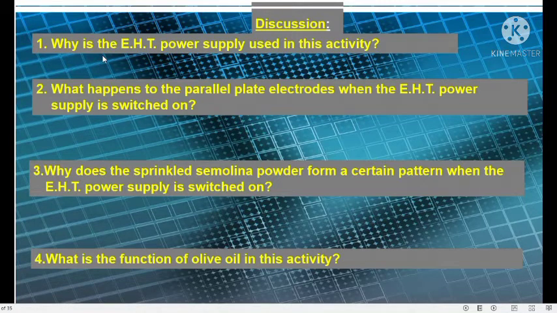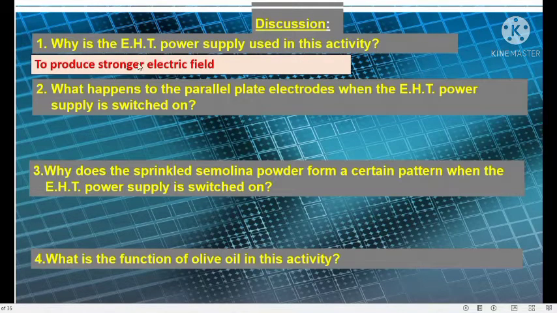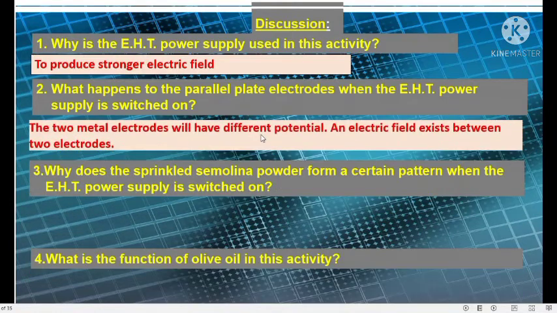Why is the EHT power supply used in this activity? To produce a stronger electric field so that a large force is produced that can move the semolina seeds or semolina powder. What happens to the parallel plate electrodes when the EHT power supply is switched on? The two metal electrodes will have different potential, one positive, another negative. Thus, an electric field exists between the two electrodes.